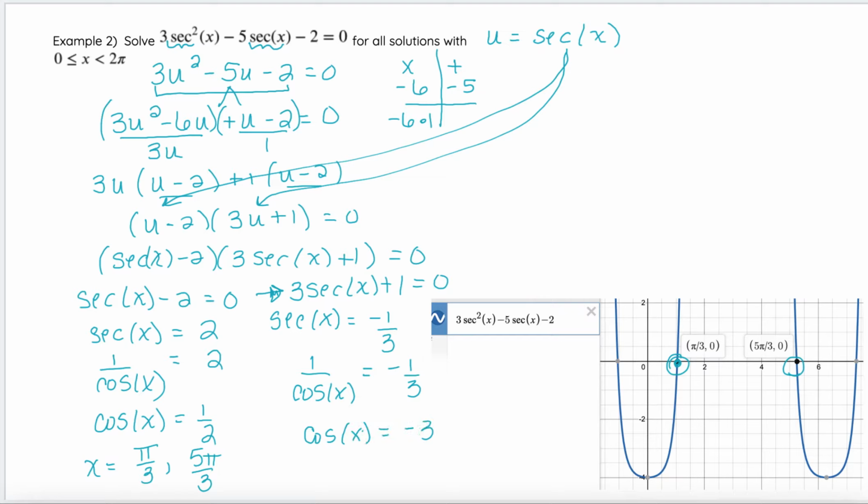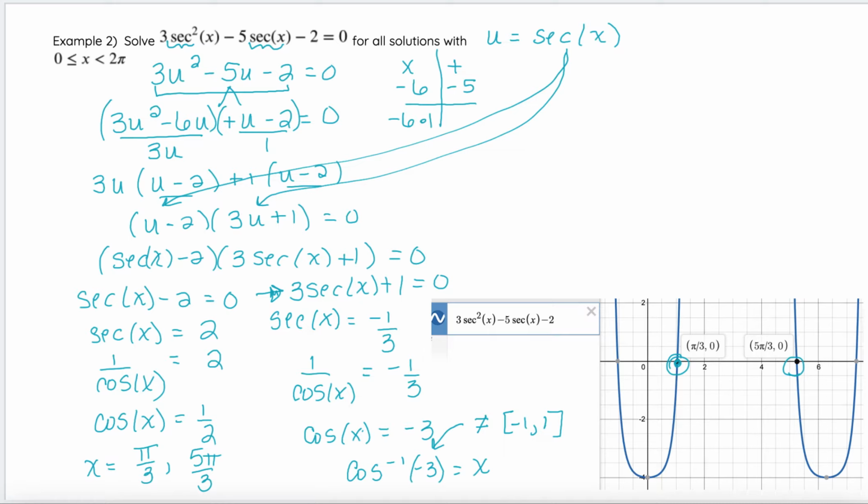Oh, but if I were to say the inverse of cosine of -3, so I can find what x is, that's not going to be possible. It's going to say undefined when you put that into our calculator, because -3 is not in the range of -1 to 1. So it's going to come up as undefined if you try putting that into your calculator.